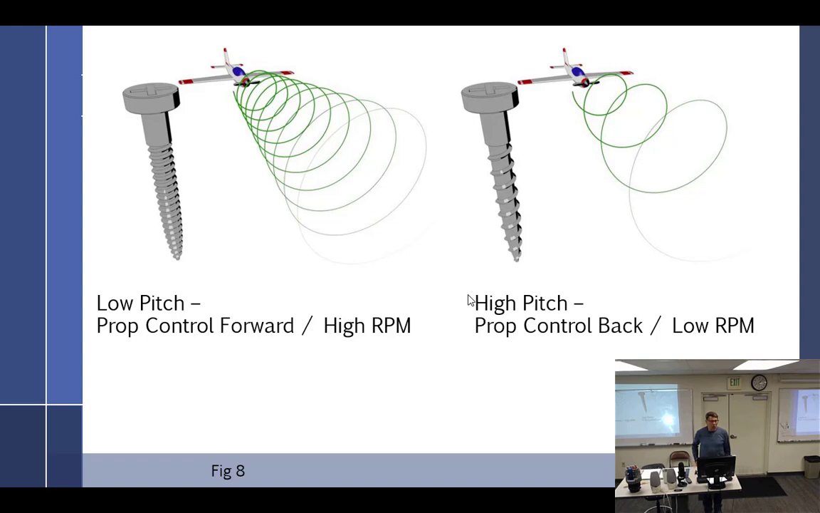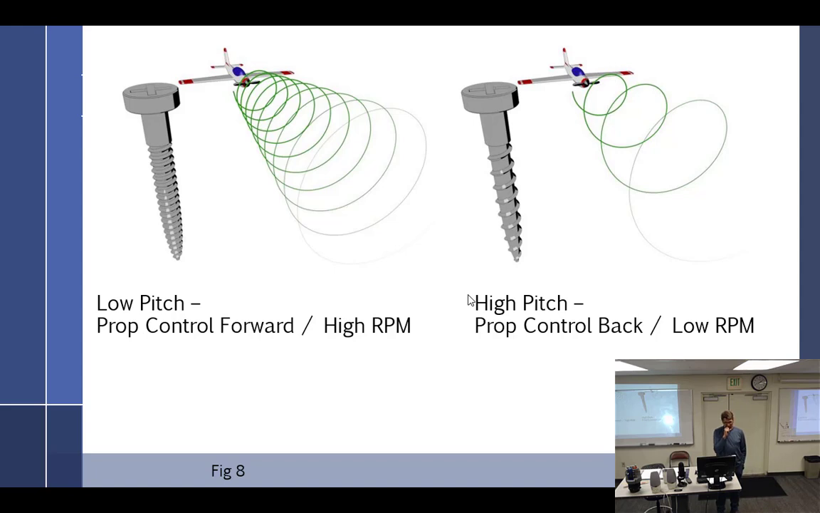All right, so low pitch in a constant speed prop is the prop control, the blue knob, forward, and that is high RPM. Remember, everything forward is high RPM. It's not high pitch. Low pitch, high RPM is forward. And then if I pull it back, it is high pitch, low RPM. So you're going to have to make up your mind how you want to think about it.